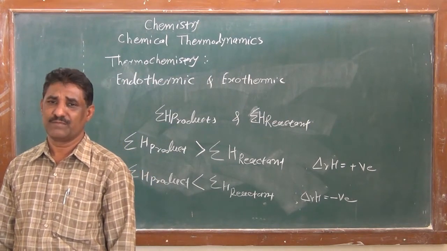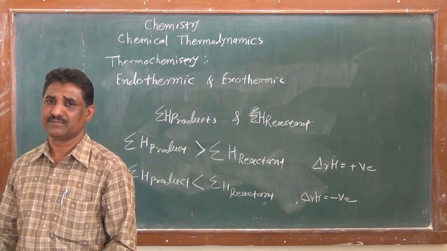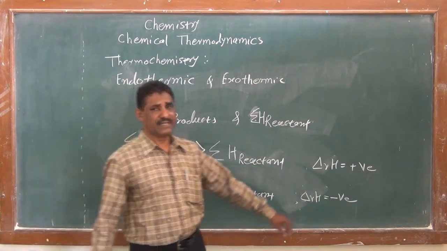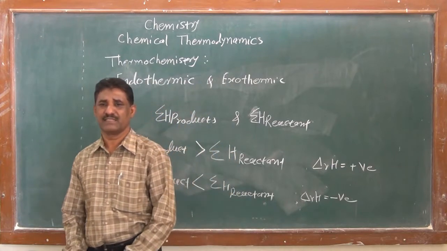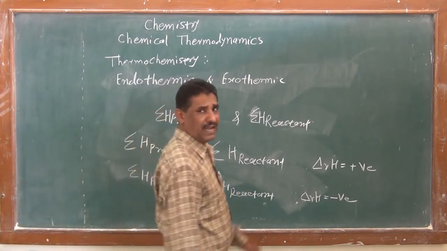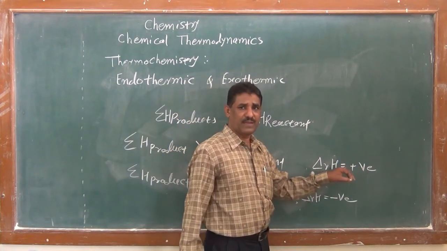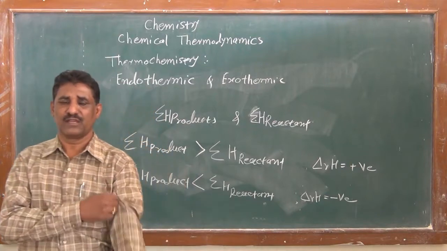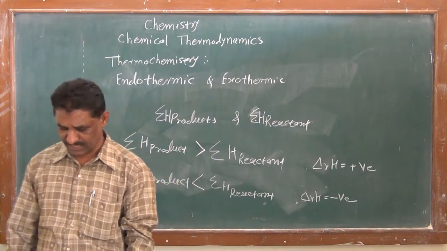In an exothermic reaction, heat is released and the sign is negative, and in an endothermic reaction, heat is absorbed in that reaction and delta RH, the enthalpy of reaction, is positive. That is called an exothermic reaction and an endothermic reaction.